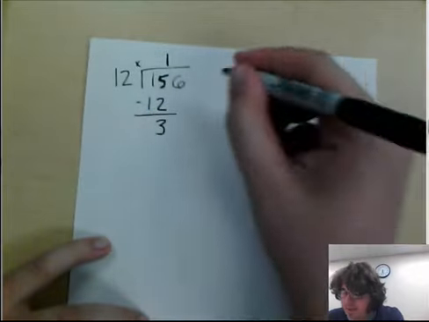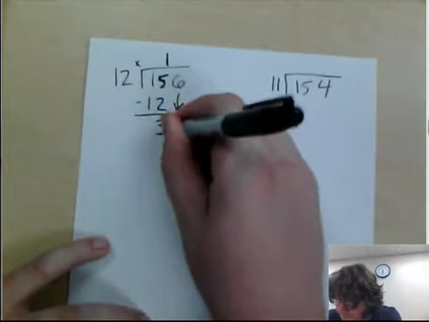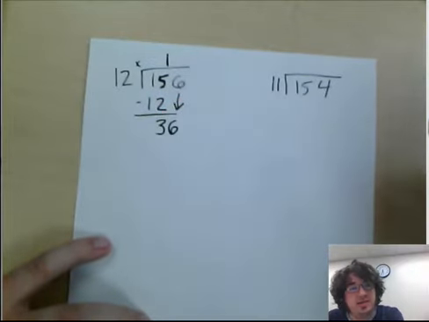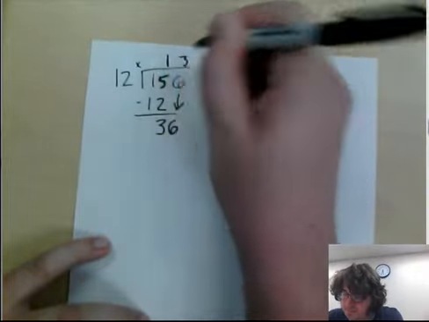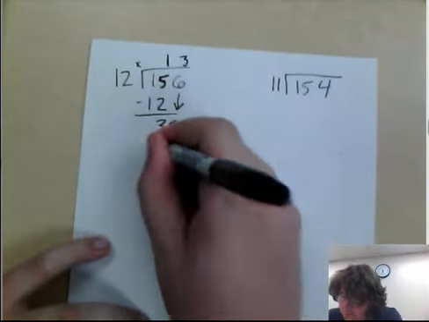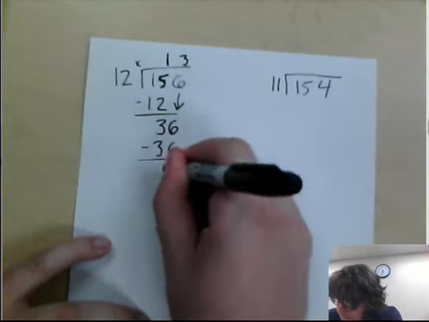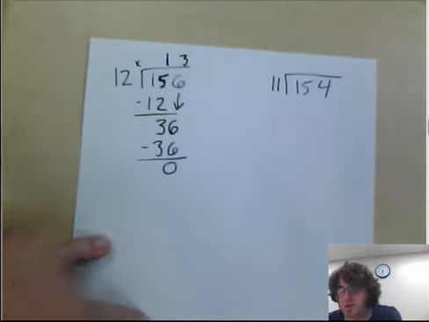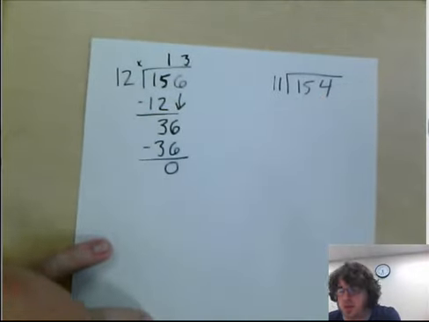This one's dying. And now I got to bring down the 6. Okay, how many times can 12 go into 36? Well, 3 times. Because 3 times 12 is 36. So there's my answer. So 156 divided by 12 gives me 13.